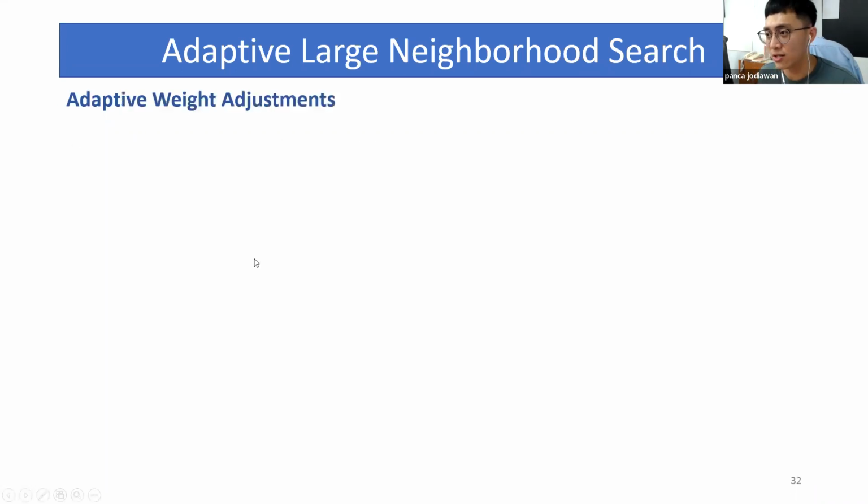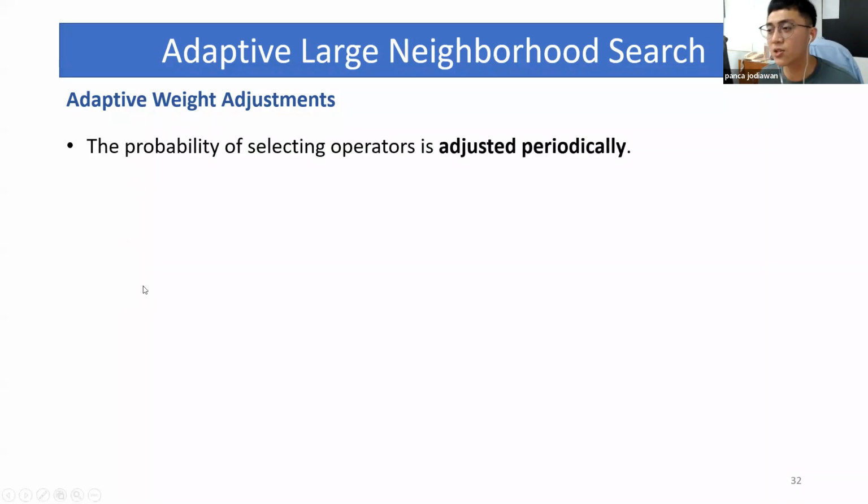Okay, after talking about the acceptance criteria, we talk about another specialty in the adaptive large neighborhood search, that is the adaptive weight adjustments. As I explained earlier, the probability of selecting operators really looks like a roulette wheel. But the difference is we need to adjust the probability of selecting operators periodically.